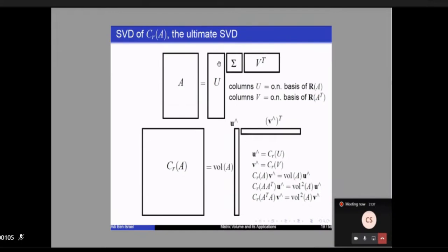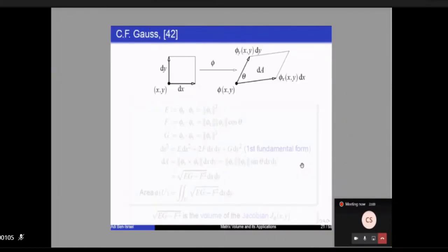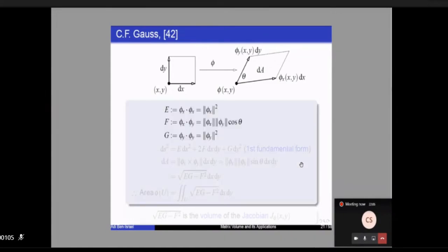The matrices U and V come out as U wedge, V wedge, and these are the exterior products of the columns of the matrices, and they are also the Grassmann or Grassmann-Plücker coordinates of the range of A and the range of A transpose. And now we move to the differential geometry of surfaces. This stuff is 200 years old, given by Gauss.